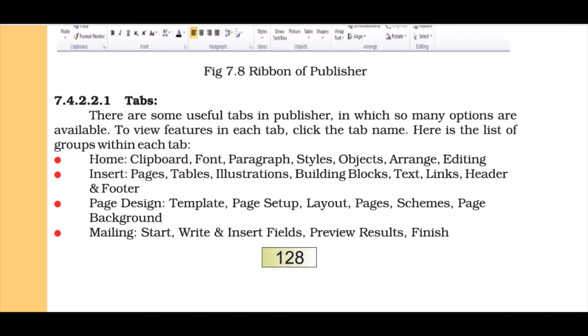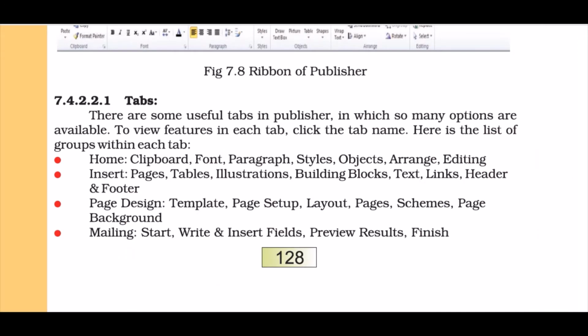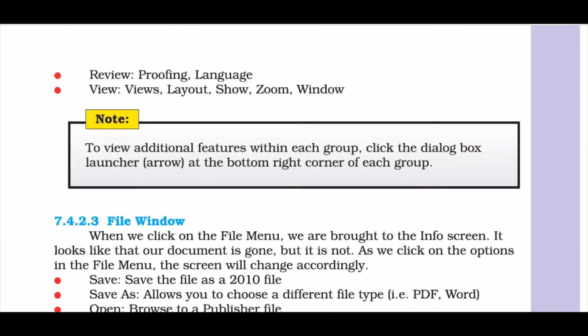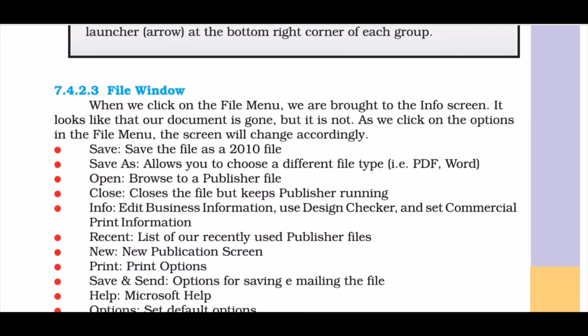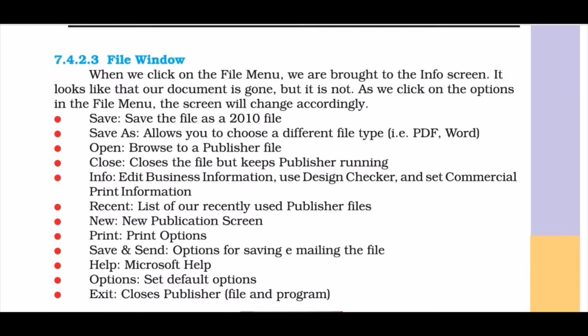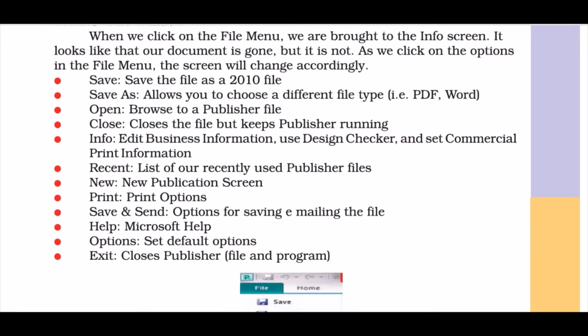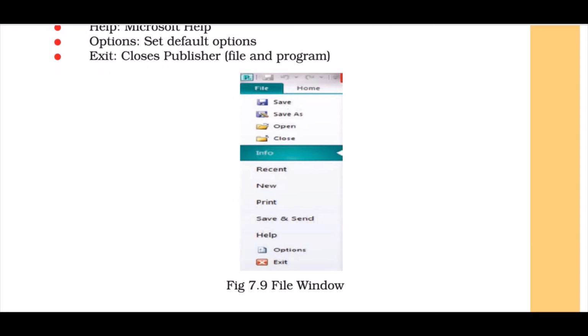In mailings, we can start with the details of the mail and number of fields. And in review, we have proofreading to check our work. In the view tab, we can see what the document will look like. In the file window, we have save options, save as options, open, close, info, recent documents, like we have in Microsoft Word. The menu will be like this.